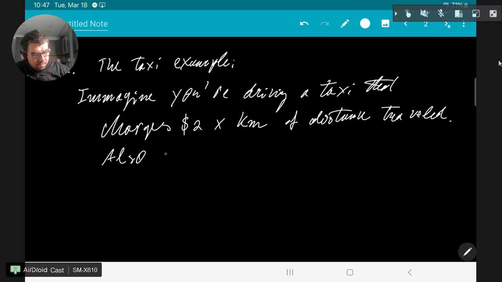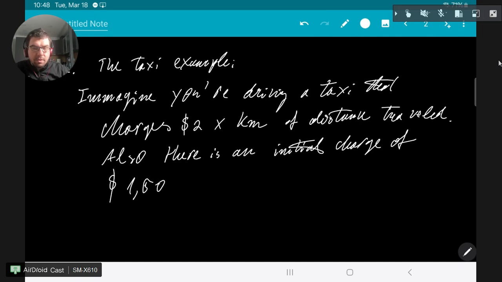Also, there is an initial charge of, let's say, $150, just for calling the taxi, right? When you call the taxi, when you enter the taxi, even before you start moving, there's already some initial charge. So the count that indicates how much you should pay does not start from zero. It starts from, let's say, 150 and keeps going from there. There is an initial charge of 150.